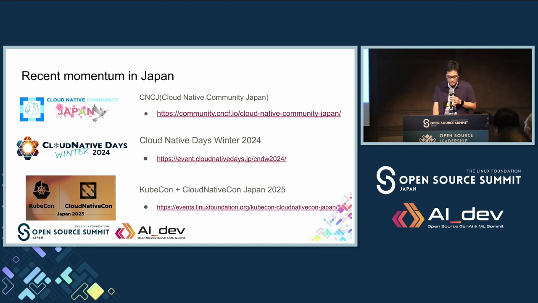And next one is Cloud Native Days. Cloud Native Days can be considered a major event for Cloud Native in Japan. It has been held for about five years. It has established a regular schedule and is growing in scale each year. And last one, finally, KubeCon is set to be held in Japan. It is big news for me. I had always thought of KubeCon as being associated with EU or NA, North America. So the decision to hold it in Japan is big news for me.